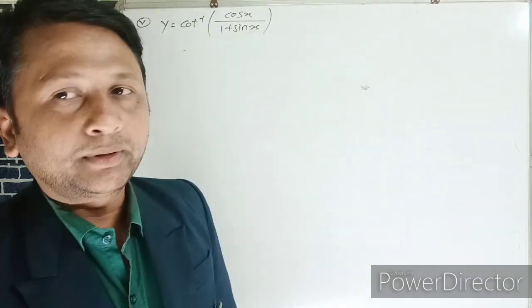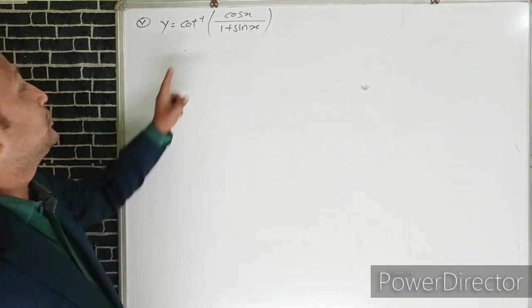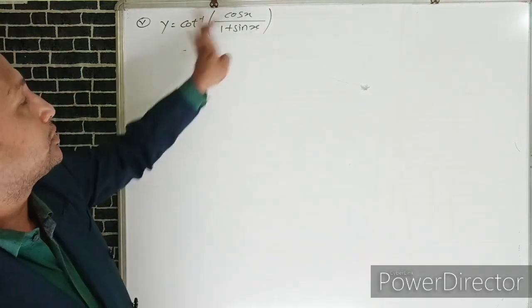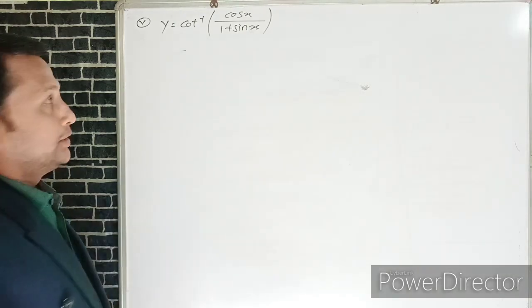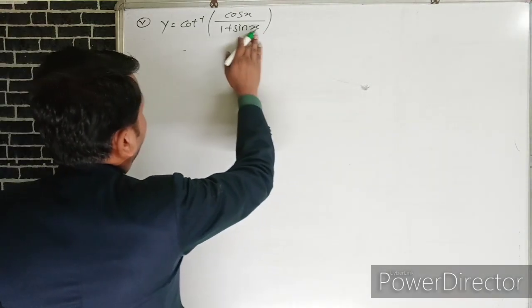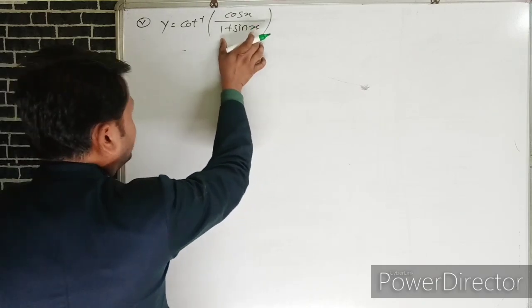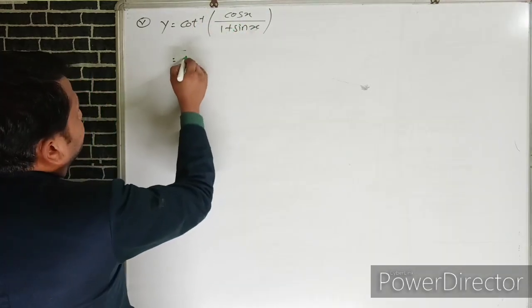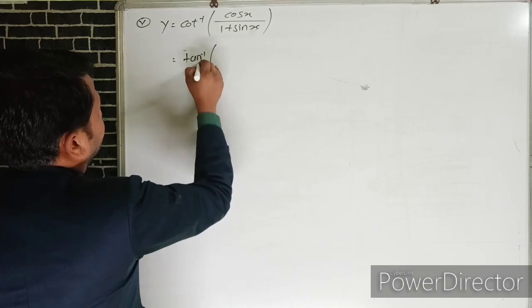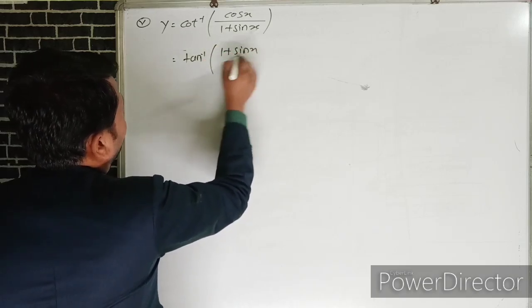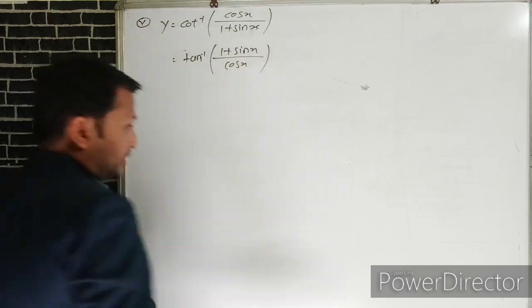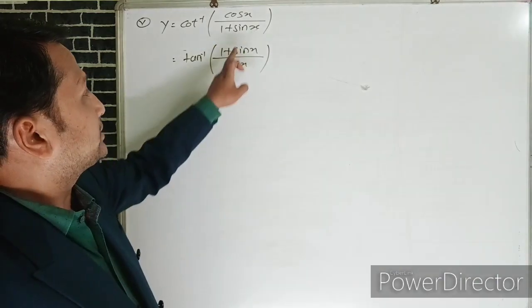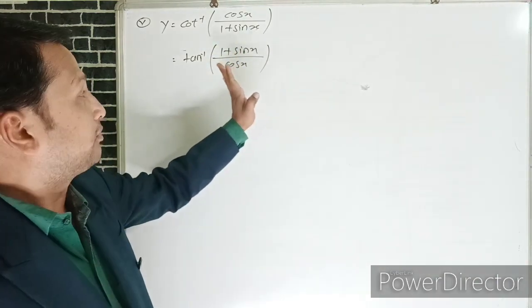Here the next example, number 5, is cot inverse of cos x upon 1 plus sin x. First we consider that y is equal to cot inverse of cos x upon 1 plus sin x. If we differentiate the given function, first we simplify this function and convert it into tan. We can write this function as tan inverse of 1 plus sin x upon cos x, interchanging numerator and denominator.